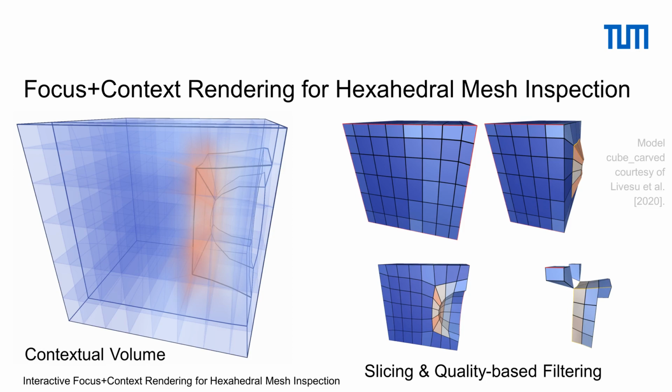Here we see a relatively simple dataset of a carved cube. On the left, our contextual volume representation can be seen. On the right, classical visualizations of the same mesh are shown. When viewing the boundary surface without any filtering operations, the interior of the object is not visible in this case. As we remove different cells, we can get more insight into the structure of the object. However, there exists no single view where all important features of the dataset are visible. This can be fixed by using our contextual volume representation on the left.